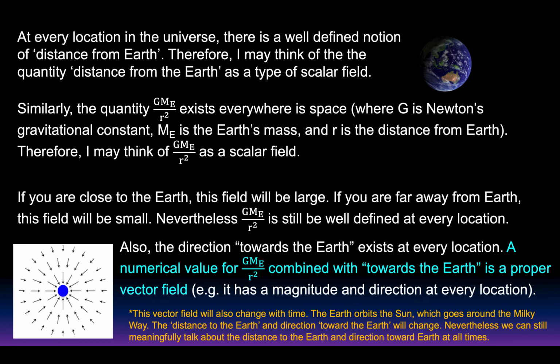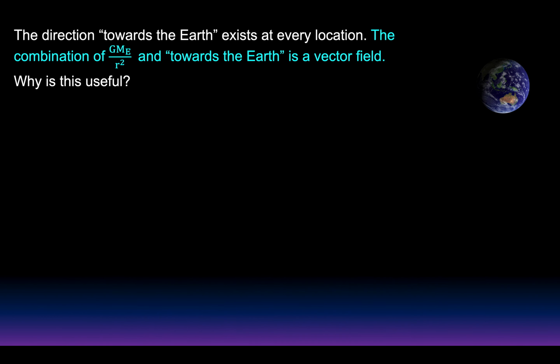Now, it is true the Earth orbits the sun, goes around the Milky Way galaxy, the Milky Way is moving through the local group, which is part of the Laniakea supercluster, and all these objects are in motion. But this just means the notion of distance to the Earth and direction towards the Earth might change. But nevertheless, at any given instant, these are still meaningful concepts. So these are still a proper vector field. The direction towards the Earth exists, and the combination of GM over r squared with direction towards the Earth does make for a vector field.